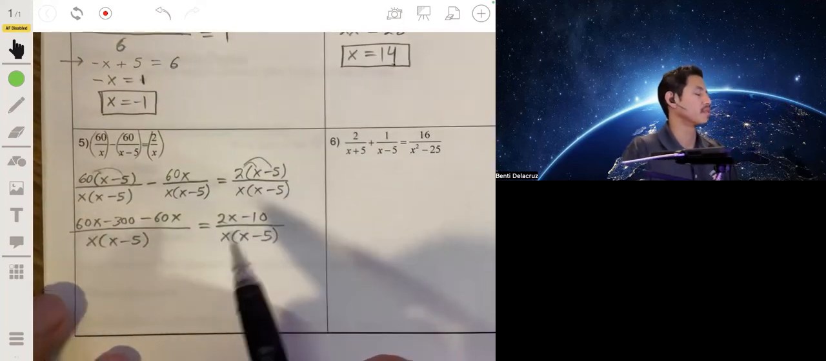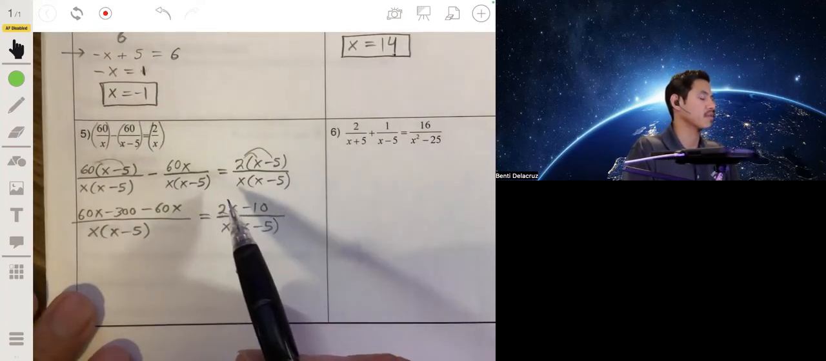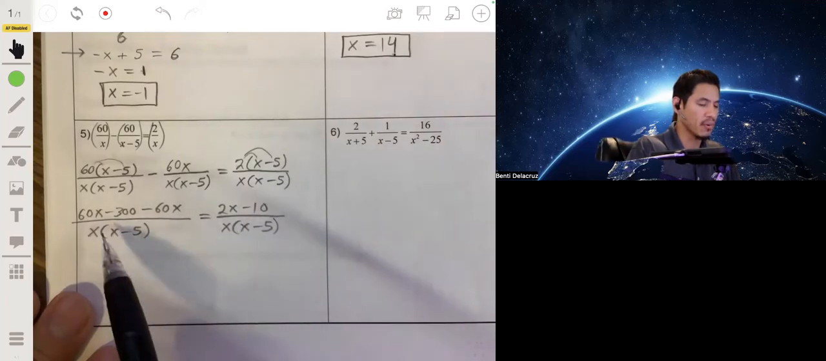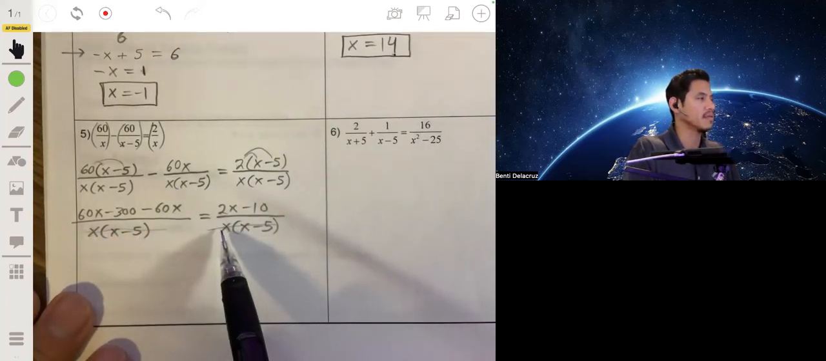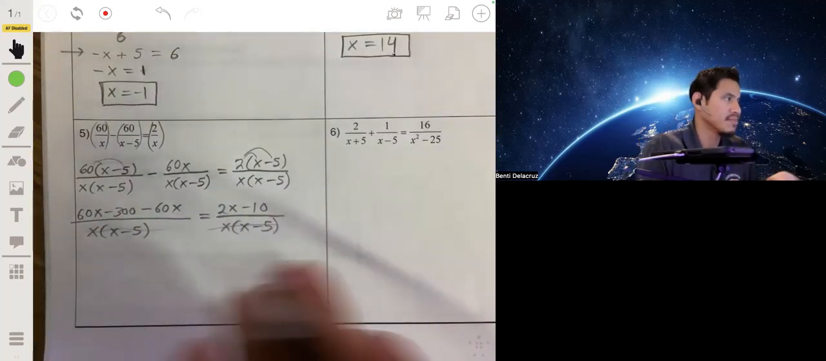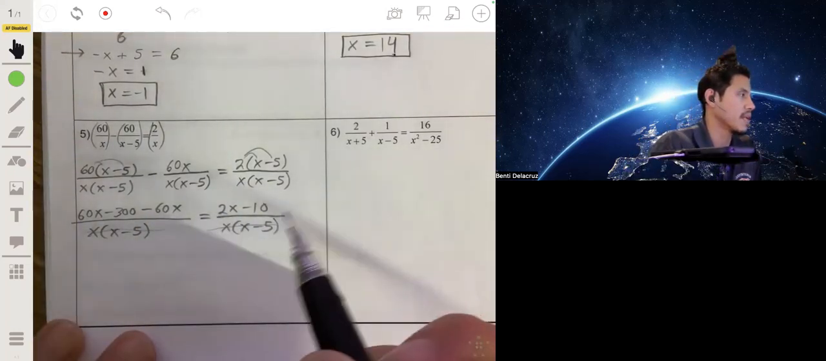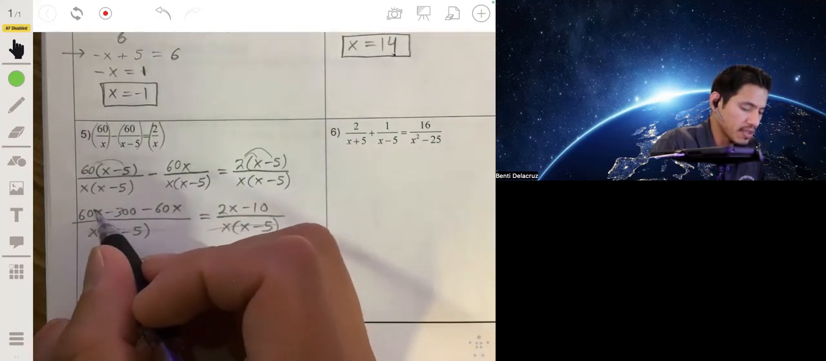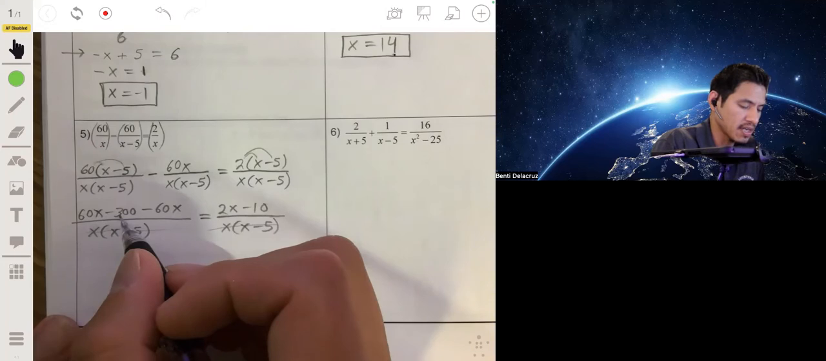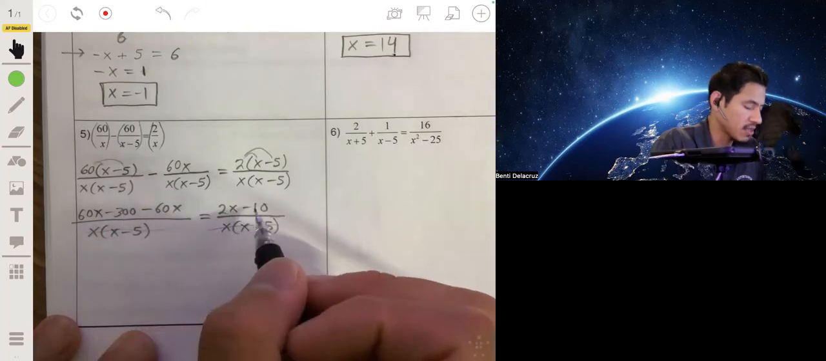Now, the thing is, when you have an equation like this, you can pretty much ignore the denominators because they're both equivalent. So I'm just crossing them out just because it's not going to make any difference. And we just solve for the numerators. So we essentially are solving 60x minus 300 minus 60x equals 2x minus 10.